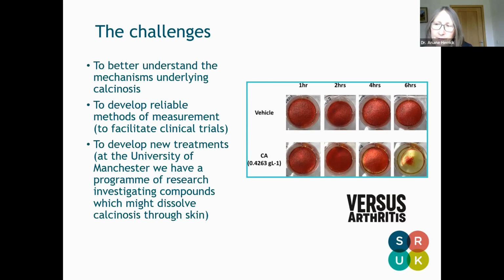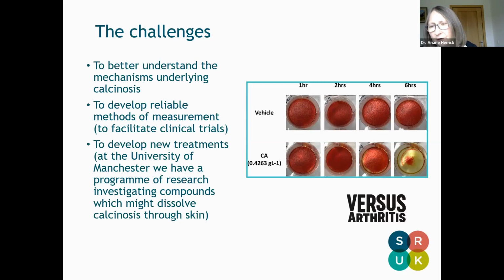And I'm going off a little bit at a tangent, but at the University of Manchester, we've been very interested in trying to identify compounds which might dissolve calcinosis, because it is a very superficial problem in that it's superficial to the skin. And so wouldn't it be wonderful if we had some sort of topical treatment? Topical means applied locally, for example, rubbing on like a cream or an ointment. And it would be really good if you could have something that you could apply topically.